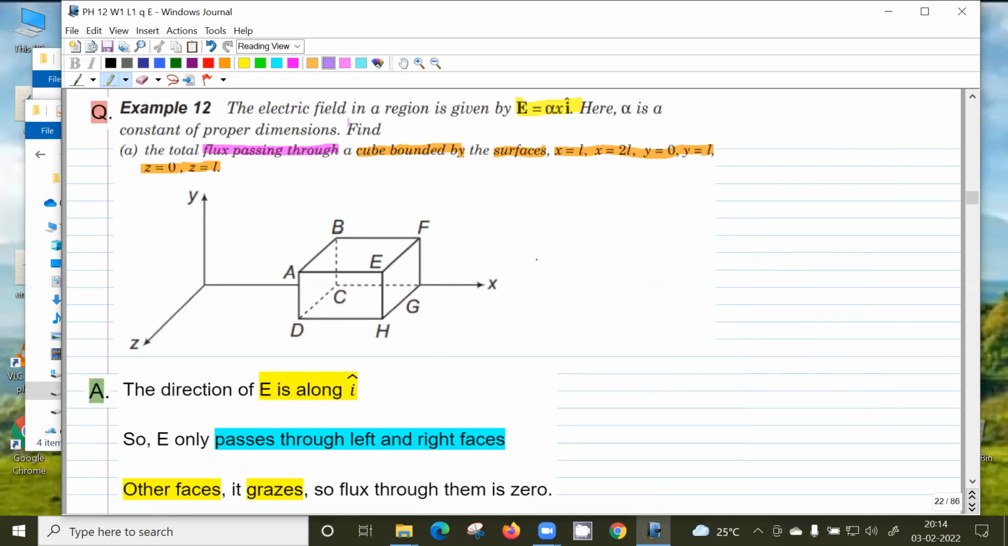Okay. The electric field in a region is given as E proportional to alpha x i cap. Alpha is a constant. X is what? The x coordinate. So is this a uniform electric field or a non-uniform electric field?